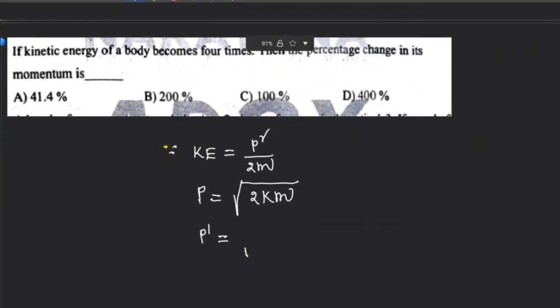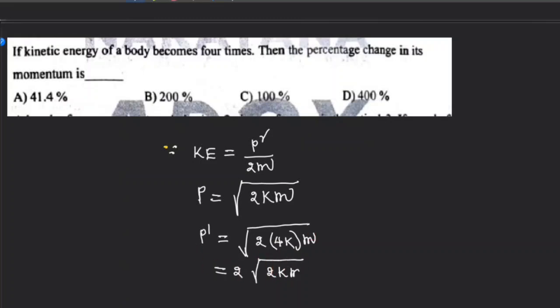Now what is he saying? He's saying kinetic energy is increased 4 times. Therefore p dash is equal to under root of 2 into K, where K can be written as 4 times k, into m. This can be written as 2 times under root of 2km. Therefore that will be equal to 2 times p, that is p dash.